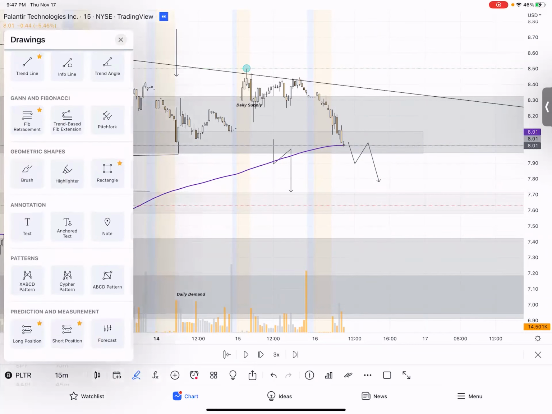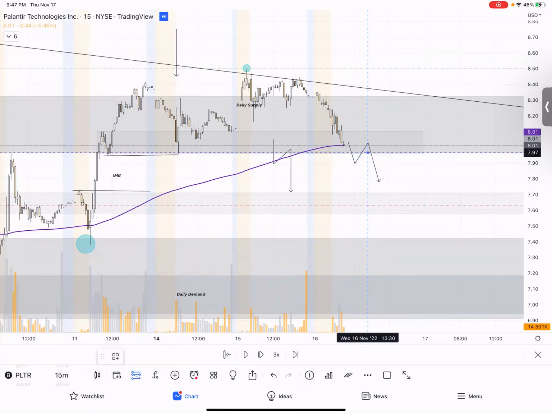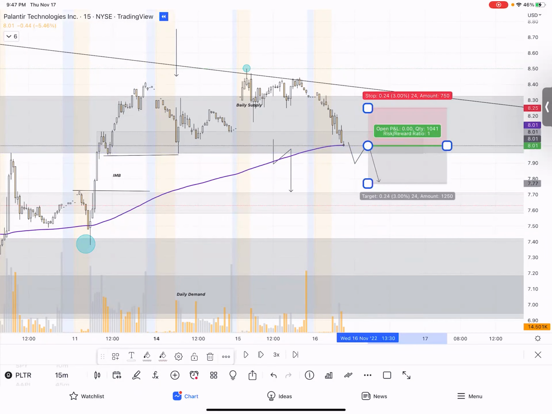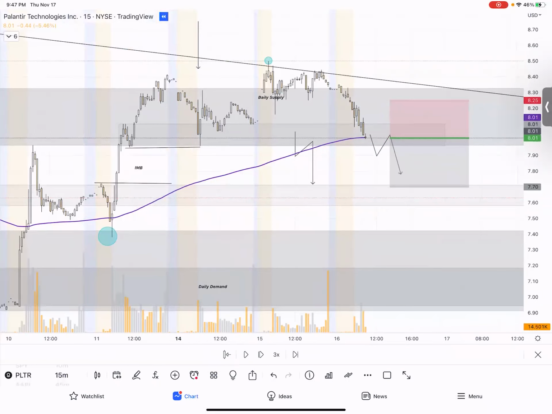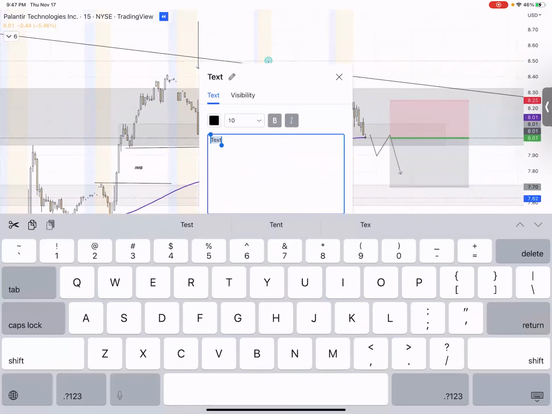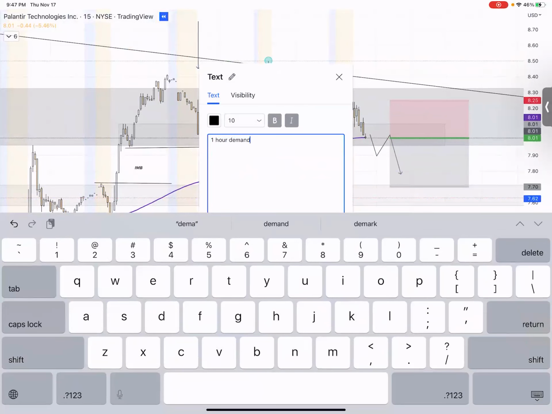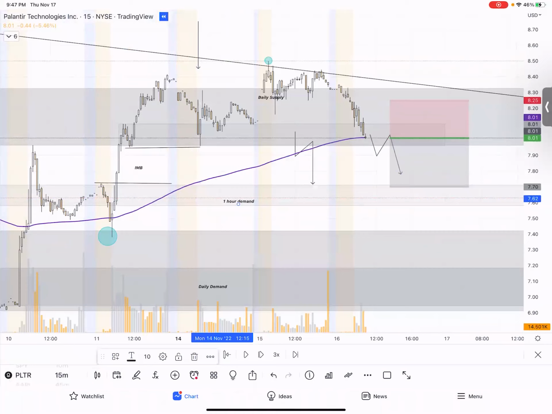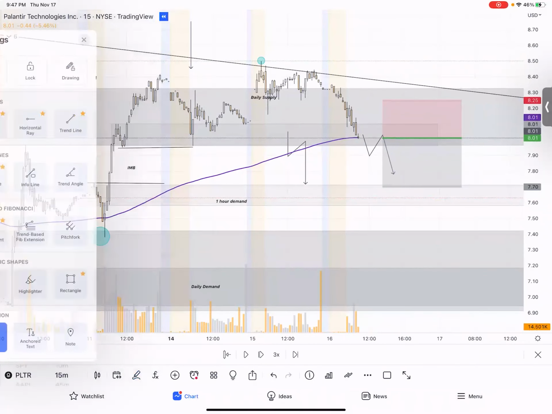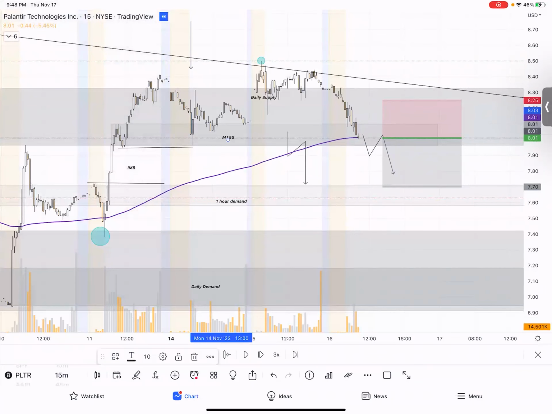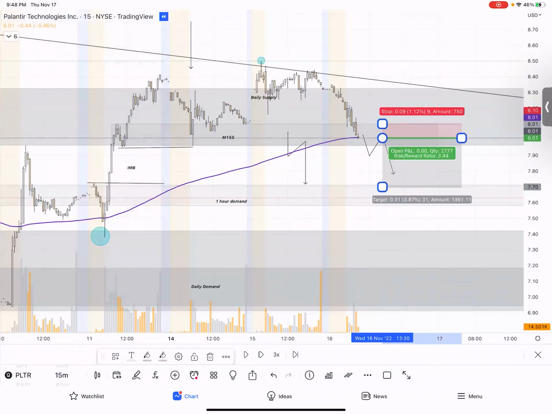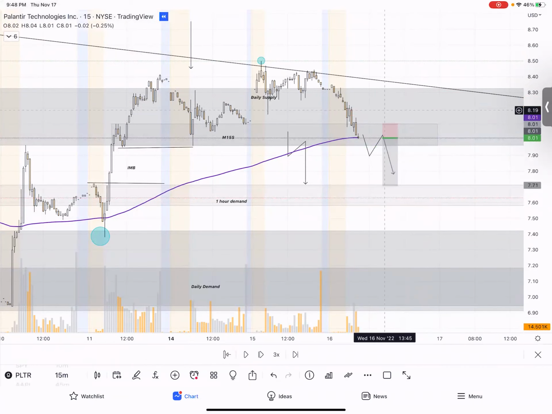So the risk in this trade here is going to be the 200 moving average, which is $8. Our target is going to be our 1 hour demand to fill in some inefficiency and to follow the order flow. Stop loss goes above the supply zone.